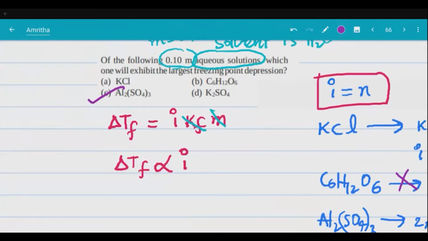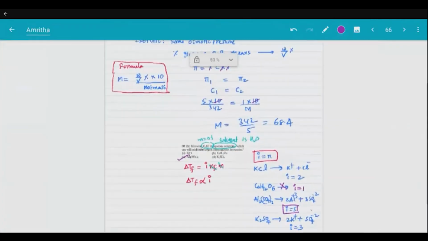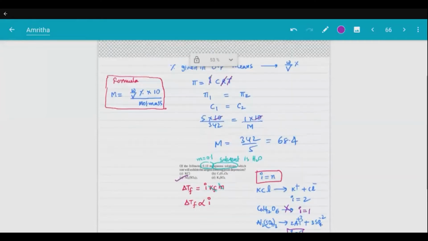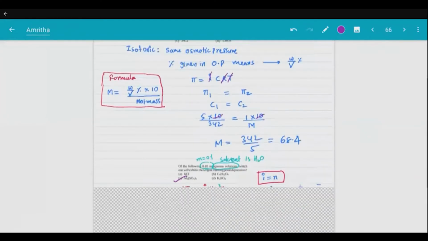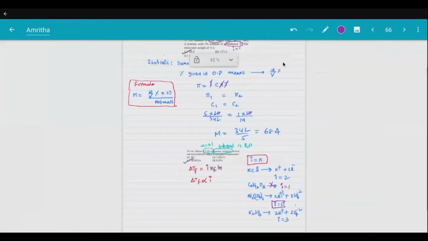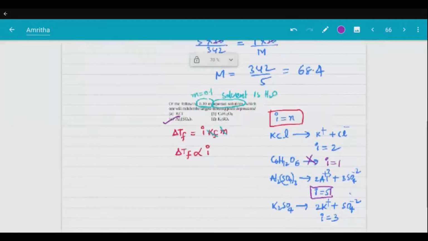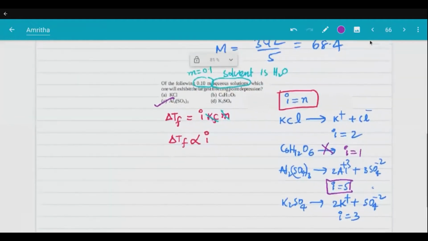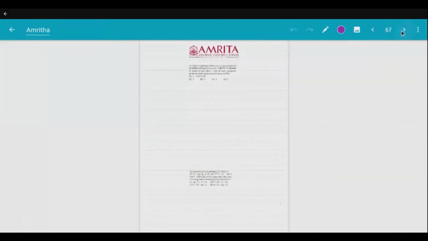Okay, right? So understood. We did two colligative properties. One is osmotic pressure, the other one is depression in freezing point. So I hope everybody understood this question explanation. So we'll move on to the next question now.